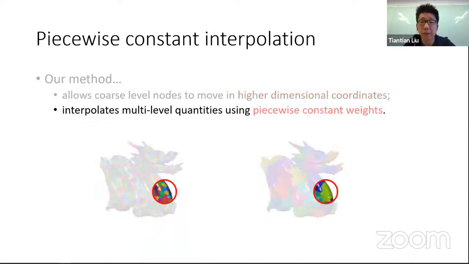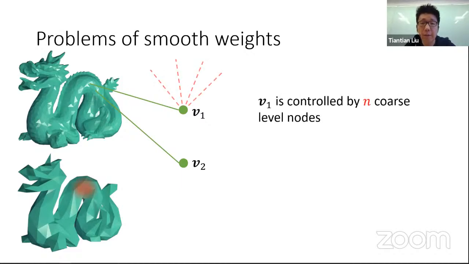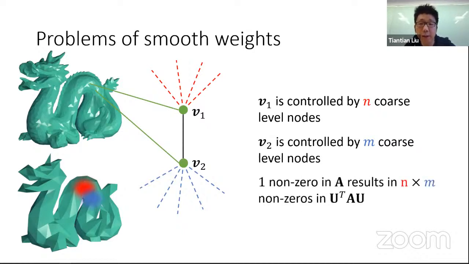The second thing we want to decide is the interpolation weights between two resolutions. Here we use a piecewise constant weight, which is very counterintuitive. We actually tried smooth weights at first, but we got problems. Let's say there are two nodes, V1 and V2, from the fine level, where V1 is smoothly controlled by n coarse level nodes shown in red, and V2 is controlled by m coarse level nodes shown in blue. Any edge between V1 and V2 in the fine level, which is one single non-zero in the A matrix, will end up with n by m non-zeros in the coarse level matrix UᵀAU.